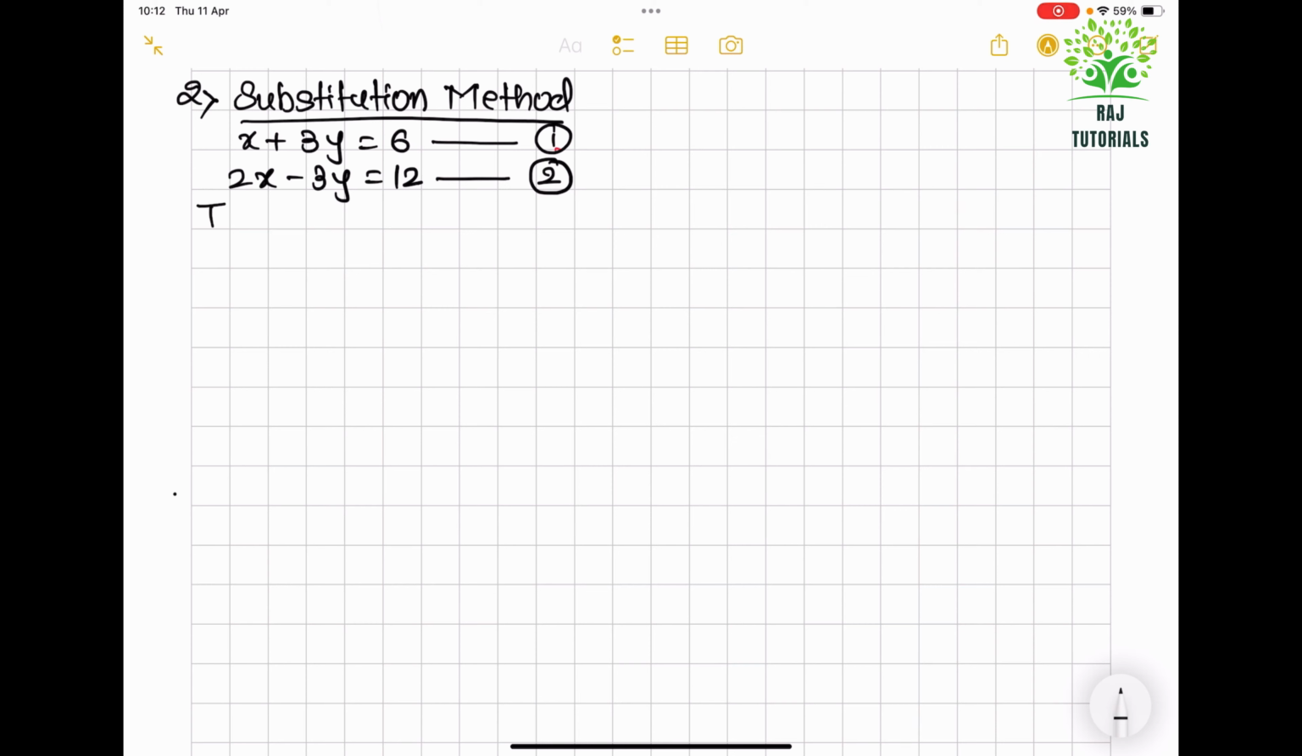Now, taking equation 1 and solving for x. So see, it will be easy because x is alone, so I can take it on one side. So this will be 6 minus 3y.